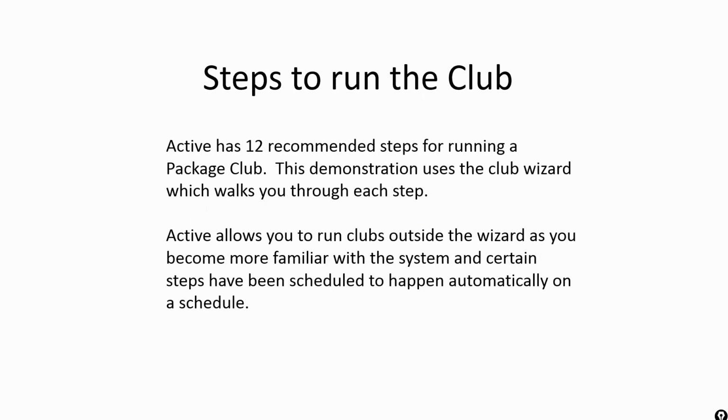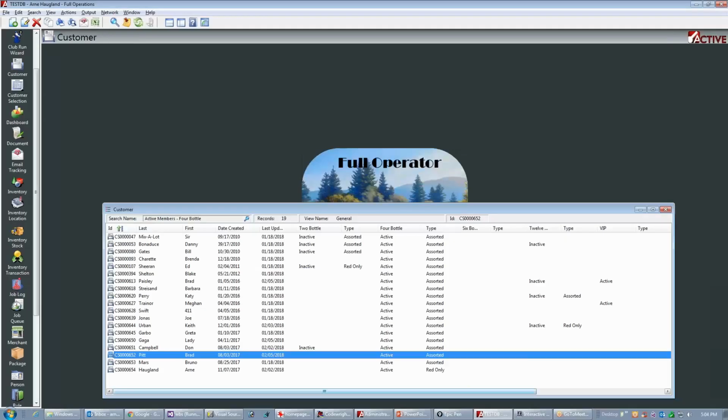Now, what are the steps? There are 12 recommended steps in running a package club, and this demonstration will go through each one of those steps. As you become more familiar with the system, you can run clubs outside of the wizard, and you can run all of these steps individually outside of the wizard if you so desire. So let's hop over to Active Club and let's make a club run.